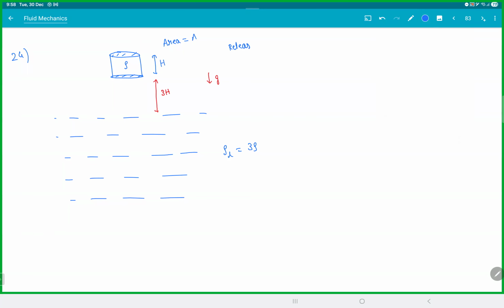It's released from rest. Neglect any viscosity or any force during collision with the water. You can ignore all that. Find the maximum depth the cylinder goes inside the liquid. This cylinder will go into the liquid because of velocity, but the liquid is denser, so eventually it will come out again. Find the maximum depth the cylinder goes inside the liquid.